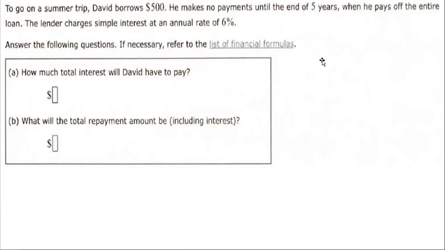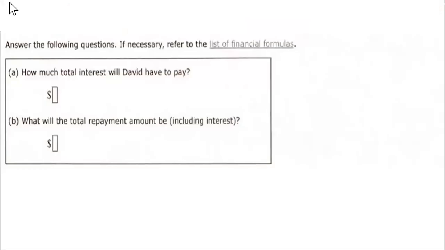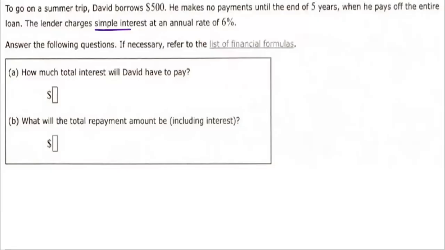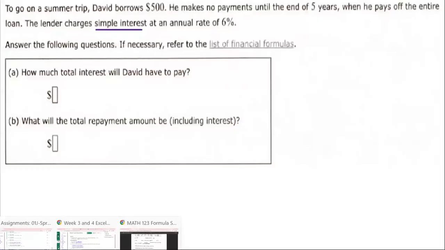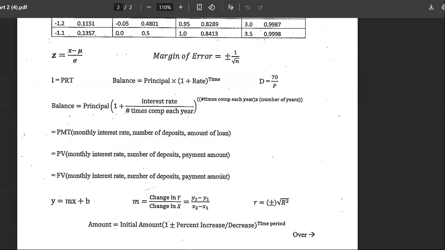All right, so the key words to this problem are simple interest. That's the formula we're going to be using for this problem. So if we go back to our formula sheet here, the simple interest is going to be this one here, I equals PRT. That's the formula we're going to be using for these types of problems. I is equal to PRT.